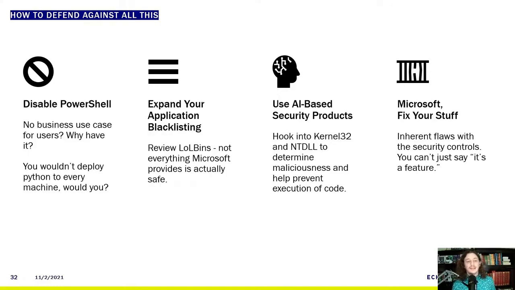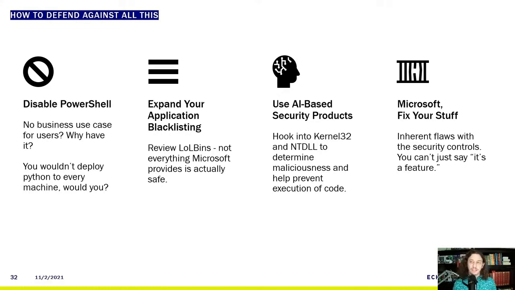And if you do that, then you need to really expand your application blacklisting. You need to look at every living off the land binary that is out there. Not everything that Microsoft provides to you is actually safe. I don't know if you guys remember DDE Auto, but that was a complete security flaw. And they just said, oh, it's a feature, it's not a flaw. I would say, definitely increase your security products. Go for AI-based security products.